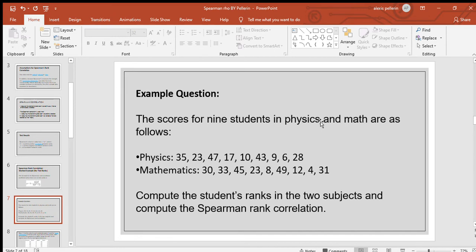So we have here the example question. The scores of 9 students in physics and math are as follows. Physics: 35, 23, 47, 17, 10, 43, 9, 6, and 28. So we have 9 scores in physics and 9 scores in mathematics. Compute the students' ranks in the two subjects and compute the Spearman rank correlation.